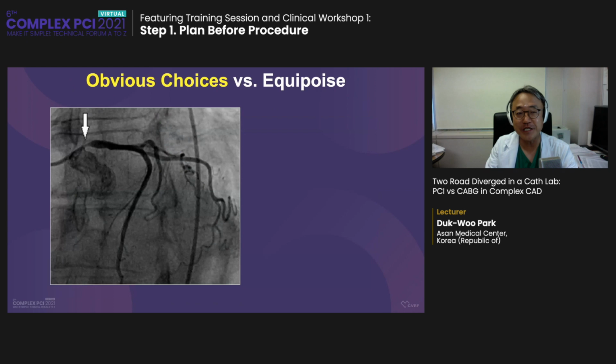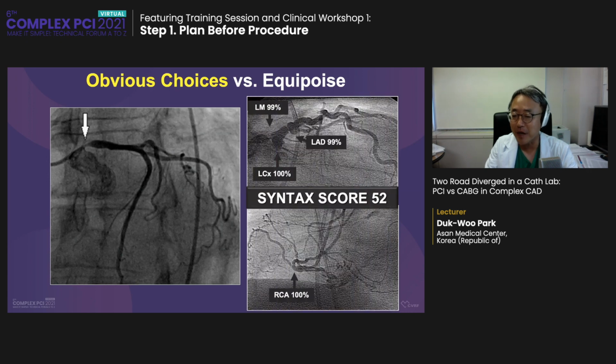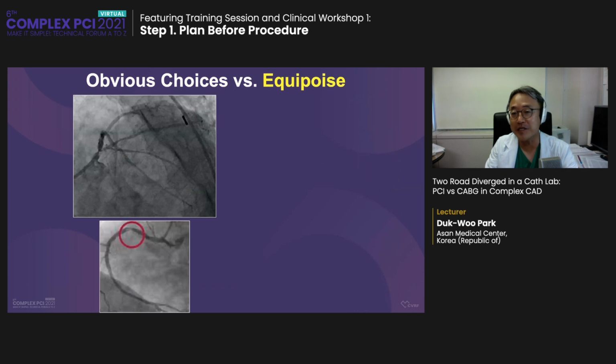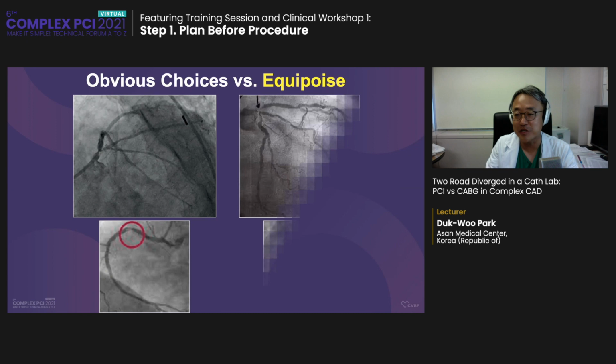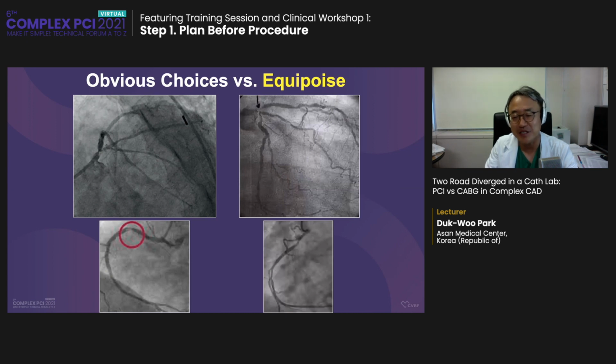For instance, this is an obvious choice: a left main treatment, a PCI procedure of less than 1 minute. On the right, this patient we don't consider for PCI at all, and should be referred for bypass surgery, absolutely. Some patients are equipoise: this is a distal left main and RCA disease, and we can treat it well with PCI as well as bypass surgery. This looks like a complex disease, and we treat this patient well with PCI as well as bypass surgery.